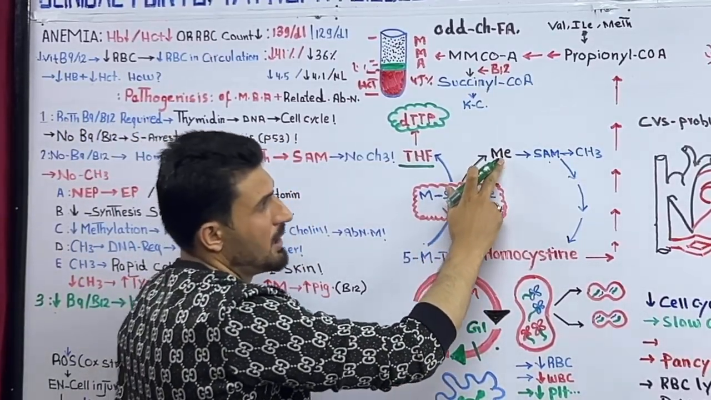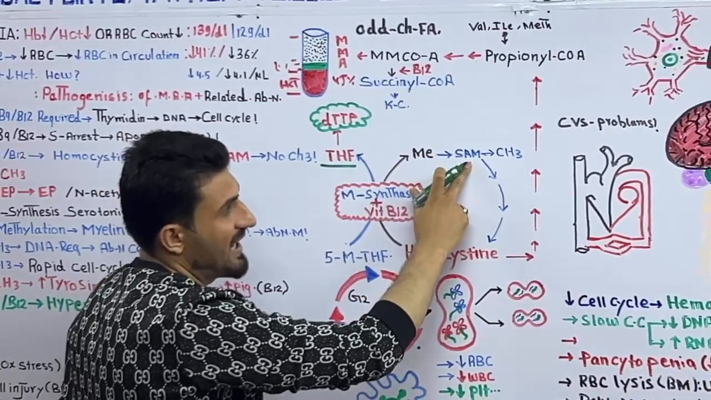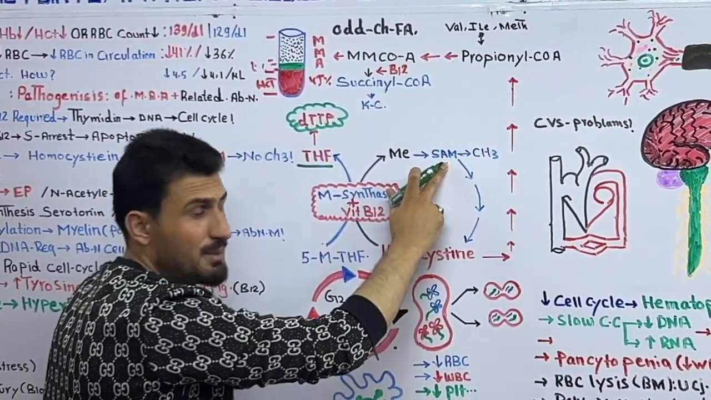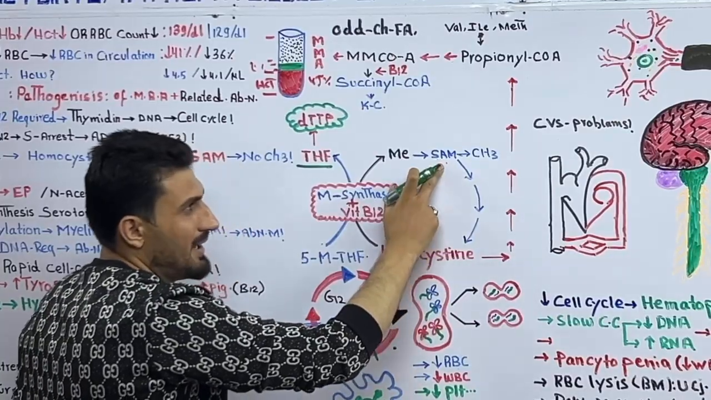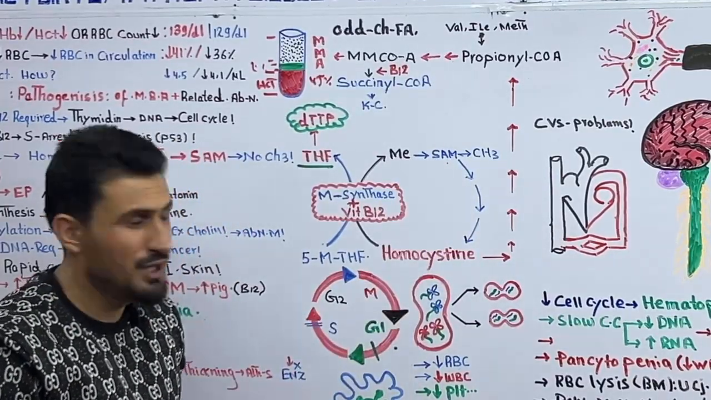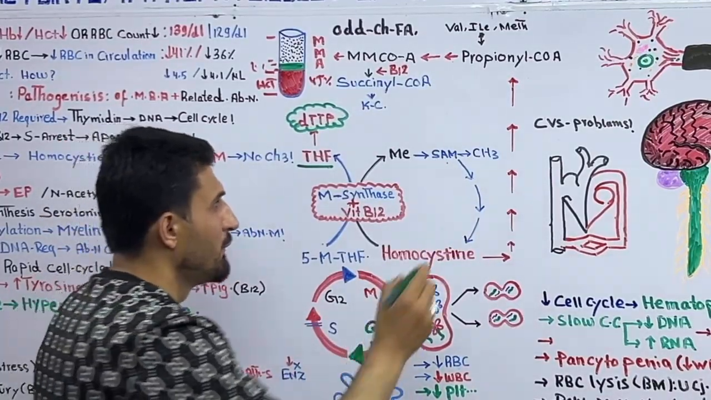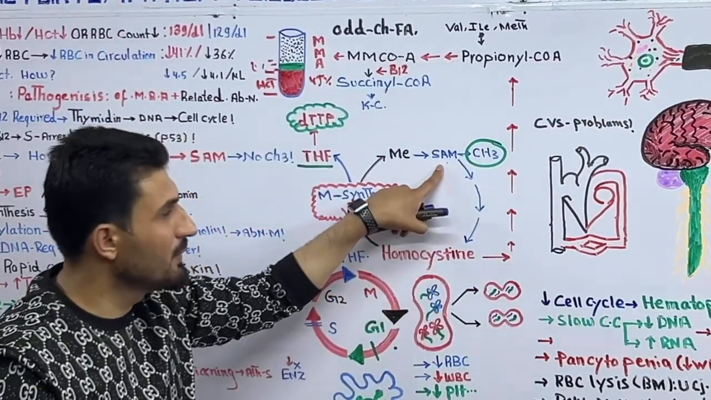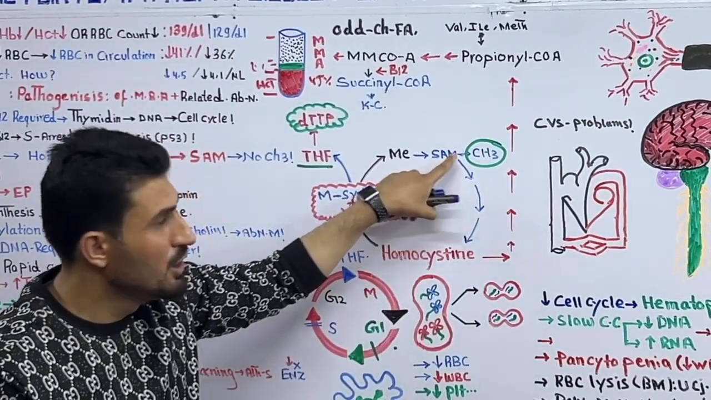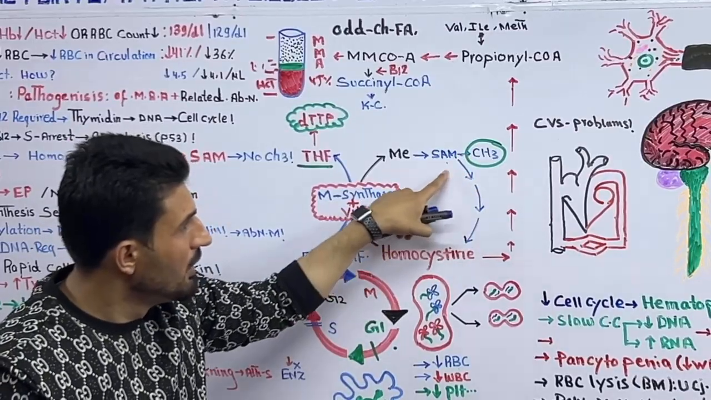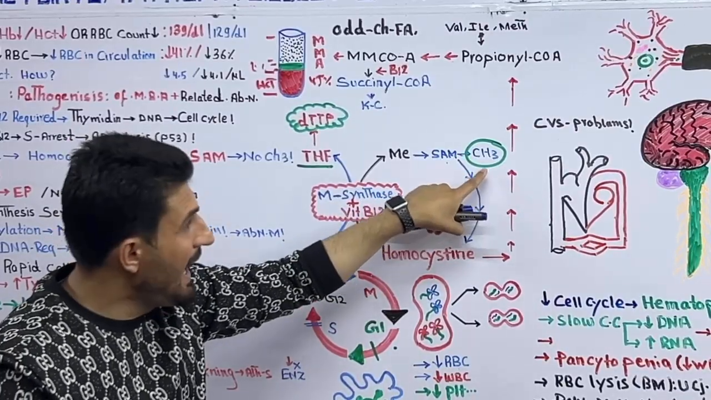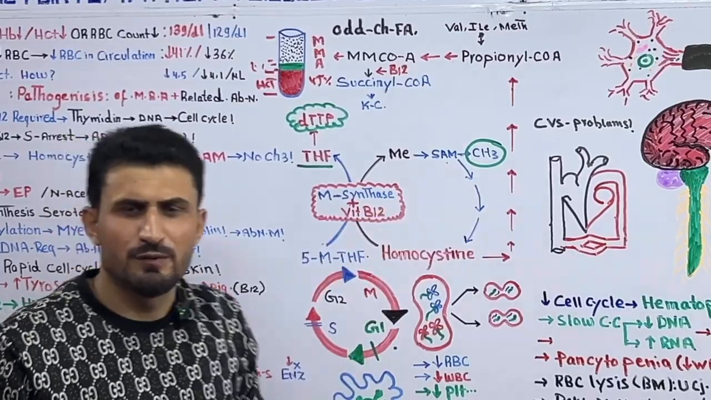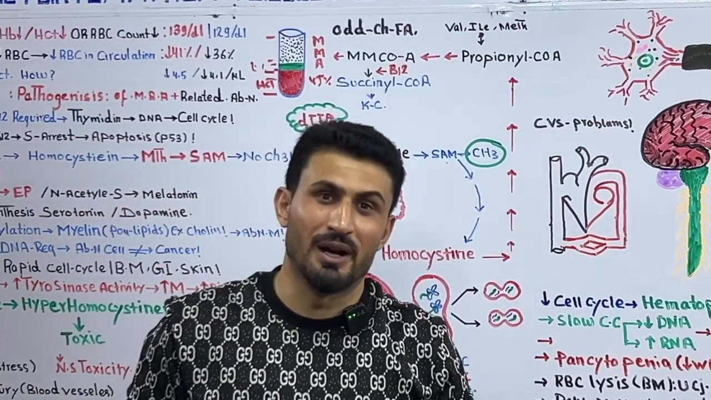Now this methionine is also very important. Why? Because we change methionine to S-adenosyl methionine. We discussed all of them in the previous lecture, and S-adenosyl methionine is very important for donation of methyl groups. It's a universal methyl group donor. And we need this methyl group or methylation process for many purposes in our body.